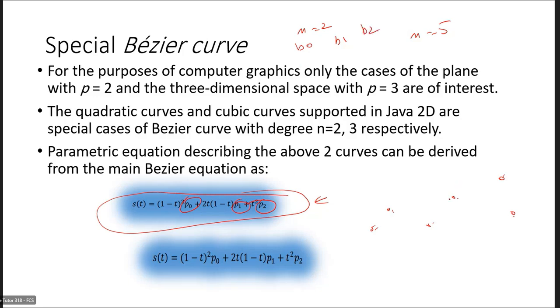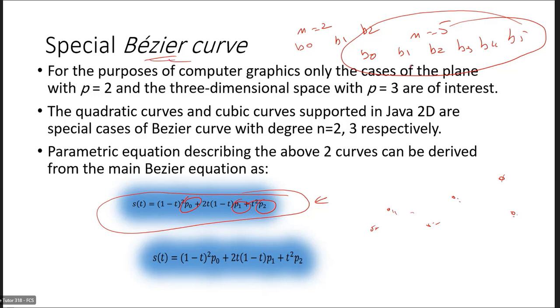Okay, now if you have 6 points, that means we have B0, B1, B2, B3, B4, and B5. Here the order will be order 5. Now to calculate a Bezier curve with order equal to 5 is a more complicated task. If you have 5 points, it's okay, but if you want to make a curve with 20 points, in that case the calculation of the Bezier equation will be very, very complex.